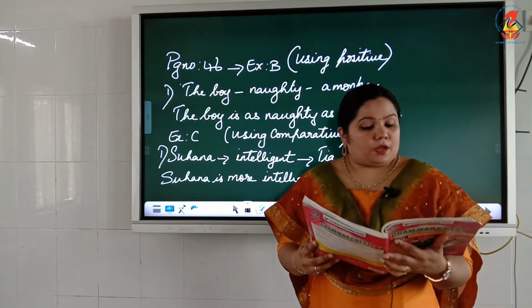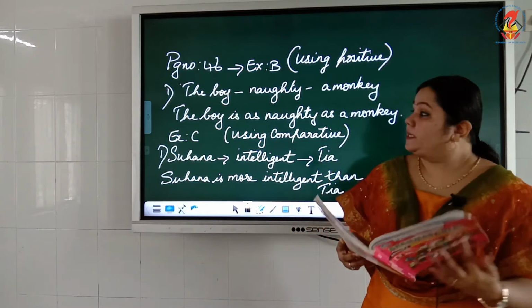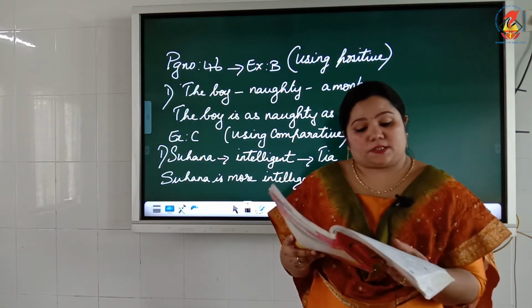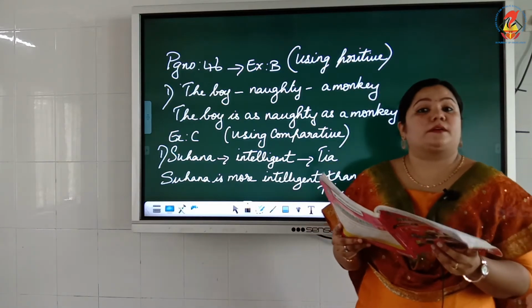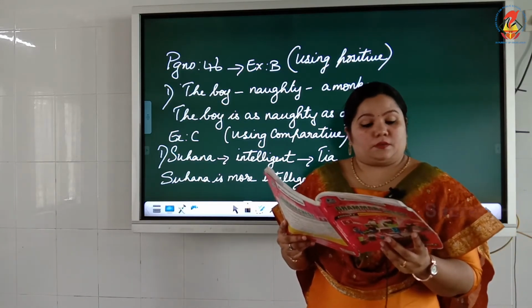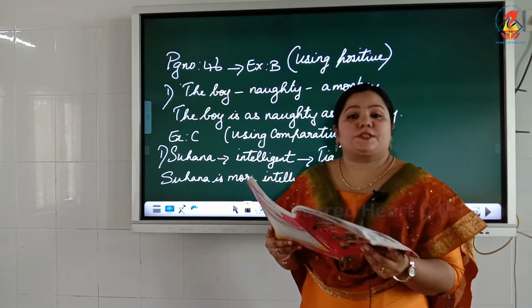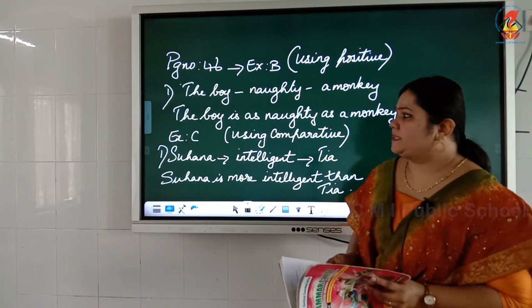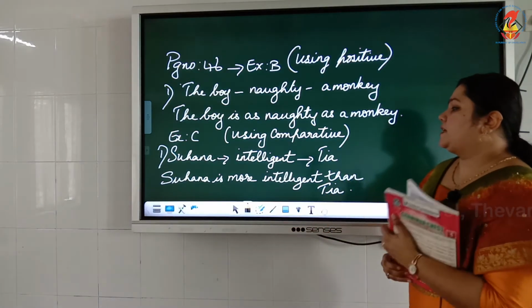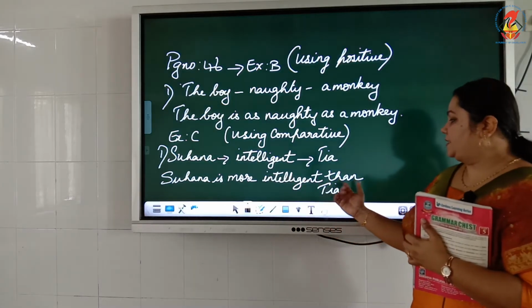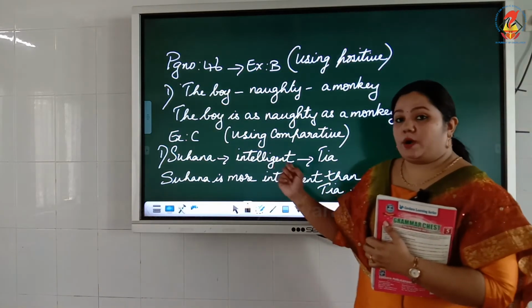Okay, now the next exercise. Using the following hints, you need to write sentences in the comparative degree. The first one given there is Suhana, intelligent, and Tia. Okay, let us see. So two girls are given here. So you write, Suhana is more intelligent than Tia, because the word intelligent is given there.